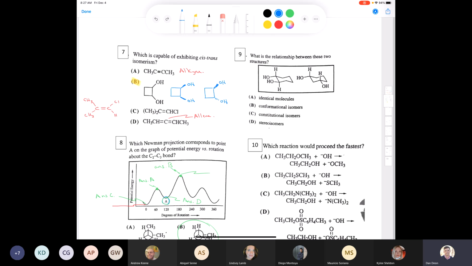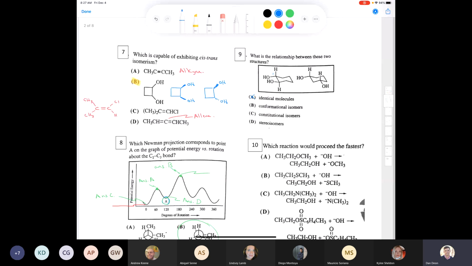If anybody comes up with an answer, just feel free to type it in the chat. Andrew says C. All right, they're definitely not identical molecules, are they?